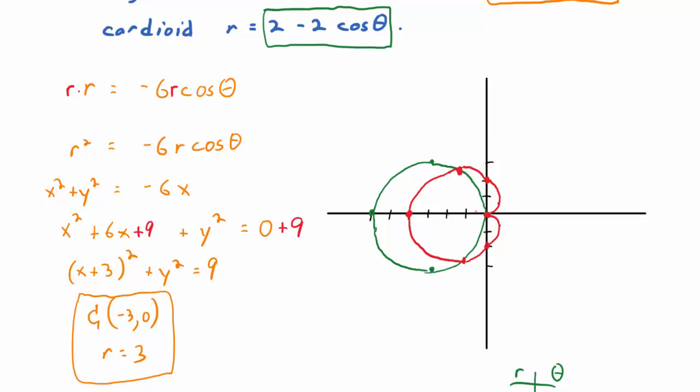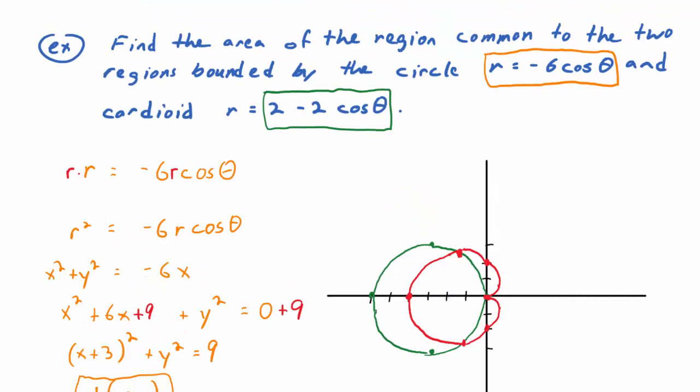It's going to work. Now, can you tell me which area we're talking about? That's important to be able to identify that. So the area of the region common to the two regions bounded by the circle and the cardioid. So it would have to be in here, wouldn't it? Would you buy that? Okay, that's half the battle right there, you guys.